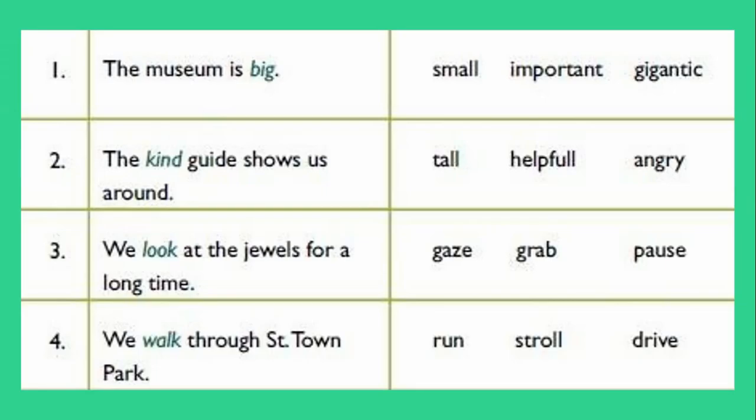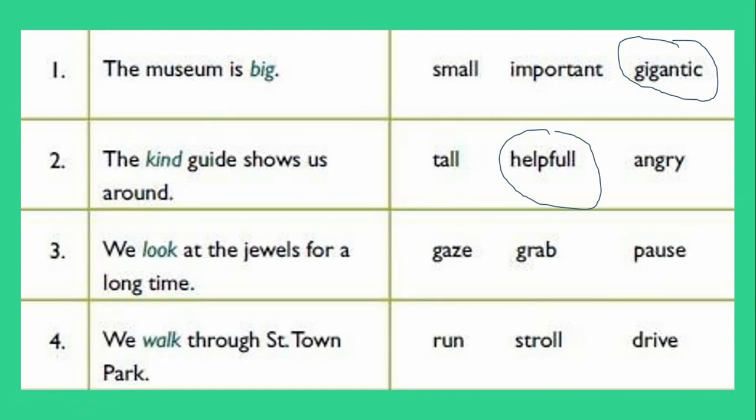Okay, I assume that you have finished choosing, so I will show you my answers. Number 1, the museum is big. My answer will be gigantic. Of course, it is not small, and important also does not show the size of the museum. Okay. Number 2, the kind guide shows us around. Tall is not a character that shows kind, but helpful is.